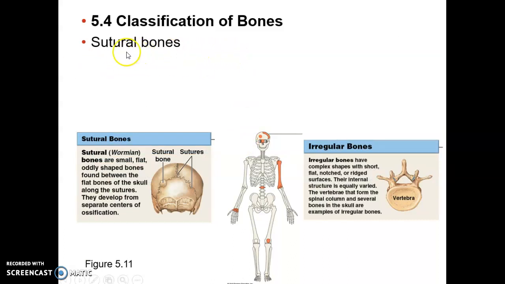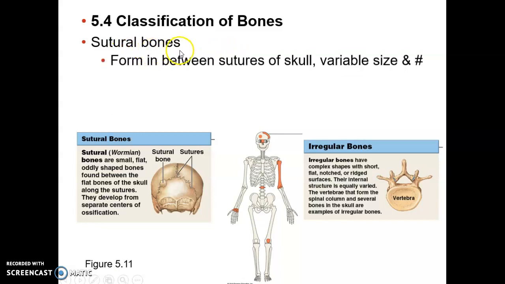Sutural bones. A suture is where bones meet. So sutural bones form in between the sutures of the skull, as we'll talk about later when we do the skull. And they're variable in size and number. Most people have them. So this is a back view of the skull or cranium. These 2 large bones and this bone are the 2 parietal bones and the occipital bone. And the joint between them is called the suture. So sutural bones form between the sutures, and again, just like we see here, they're variable in size and in number.